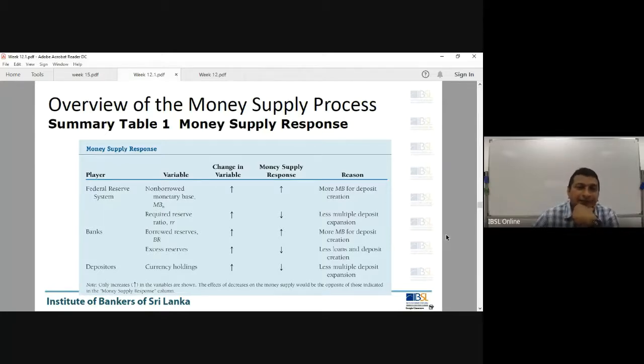has control of. Then you see the banks, under whose control you have the borrowed reserves. How much to borrow is their decision. How much to keep in excess reserves is their decision. And then you see another variable that is under the control of depositors, how much to hold in currency form. So then you see the changes in this variable.